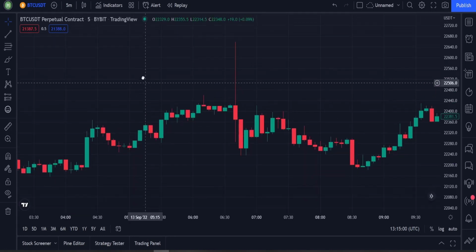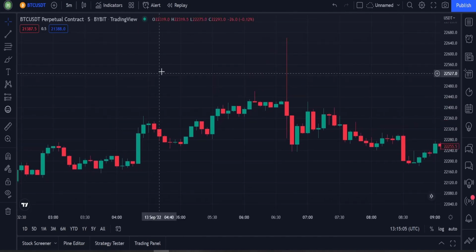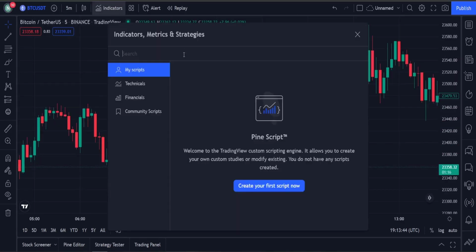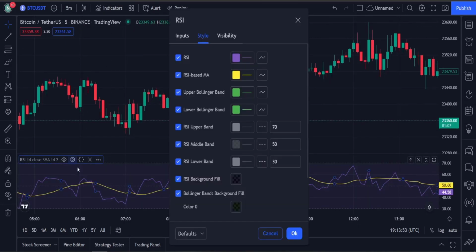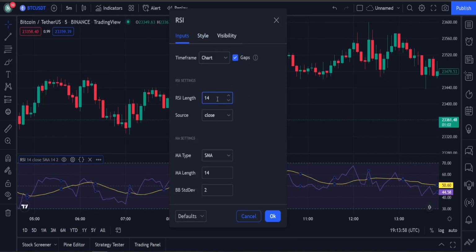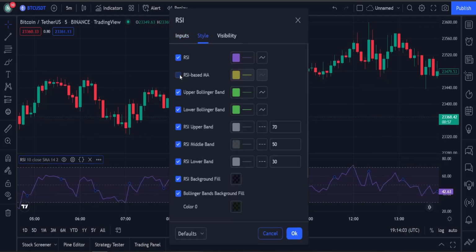We're going to add 3 indicators. The first indicator we're going to add is the RSI, the Relative Strength Index. Add that. Now we'll make some changes to it. Click on Settings in Inputs. We're going to change the length from 14 to 10, and in Style, we're going to get rid of the RSI Base Moving Average. We don't need that. Click OK. The RSI is set.